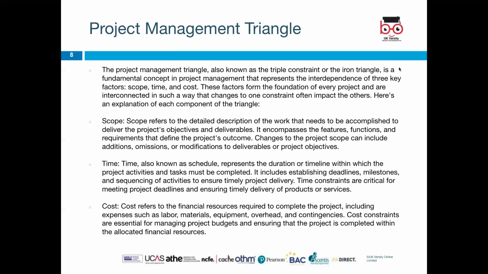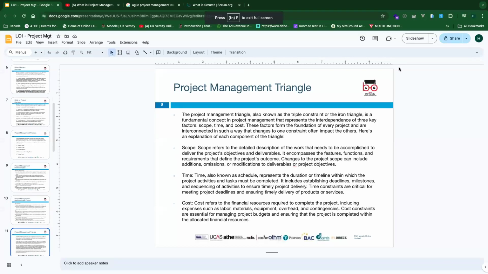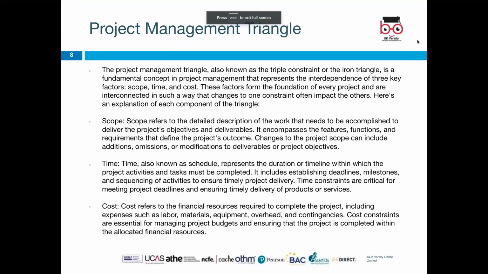The next topic we're looking at is the project management triangle. So what is the project management triangle? This is known as the triple constraint or the iron triangle. It is a fundamental concept in project management that represents the interdependence of three key factors: scope, time, and cost. These factors form the foundation of every project and are interconnected in such a way that changes to one constraint often impact the others. Here is an explanation of each component of the triangle.